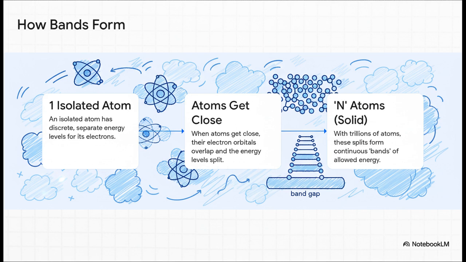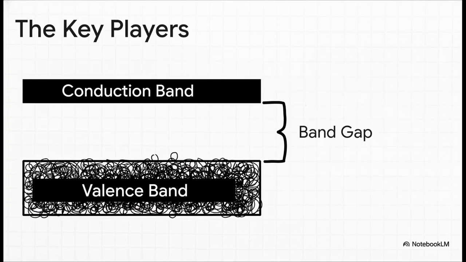Every single one of those levels splits into trillions of new levels, all crammed so incredibly close together that they just blur. They merge into these continuous energy bands. So within this new picture, you've got three main characters you need to know. First, there's the valence band. That's the highest band that's usually full of electrons. Think of it as the home level. Then, above that, there's the conduction band. This one is usually empty, and it's like the freeway for electrons.